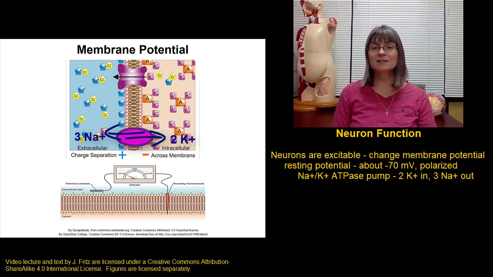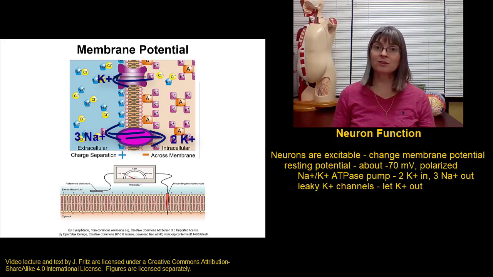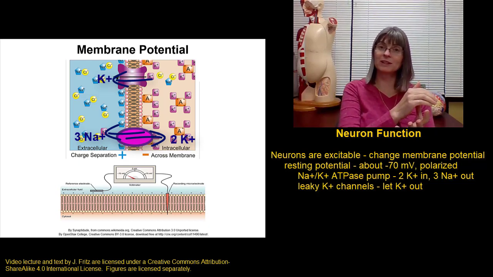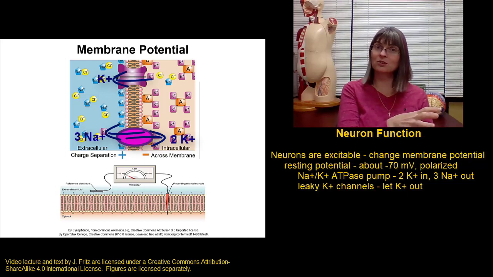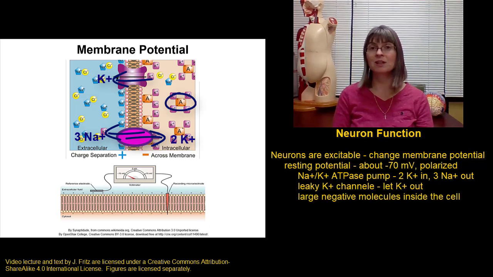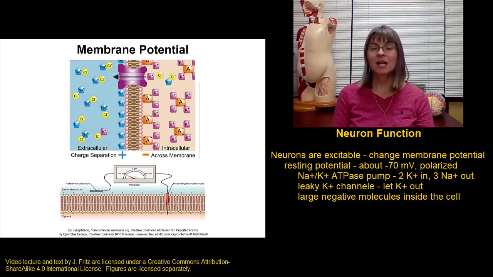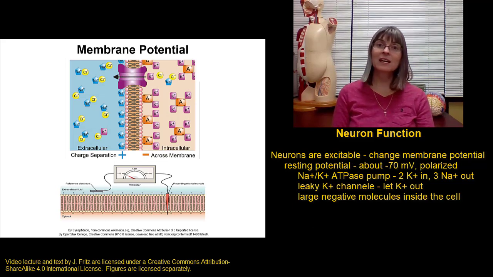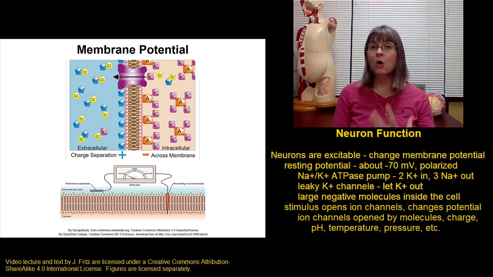Second, the membranes of neurons have leaky potassium channels, channels that let potassium leak out of the cell. Since we have a high concentration of potassium inside the cell, whenever those channels are open, potassium will leak out, and that's going to move more positive charges to the outside of the cell and fewer on the inside. The final important component is that the inside of the cell contains a number of large, negatively charged molecules. They're too big to get out of the cell, and they contribute to the inside of the cell being more negative than the outside.